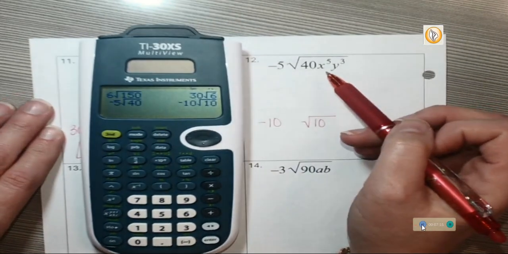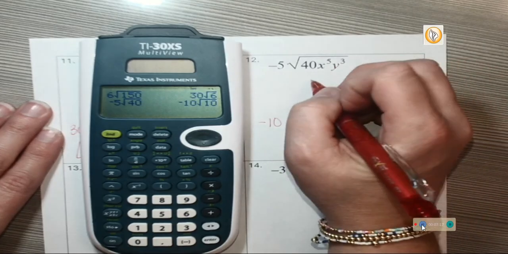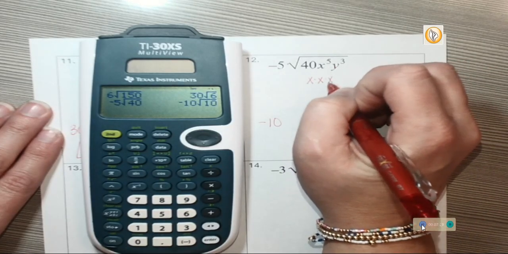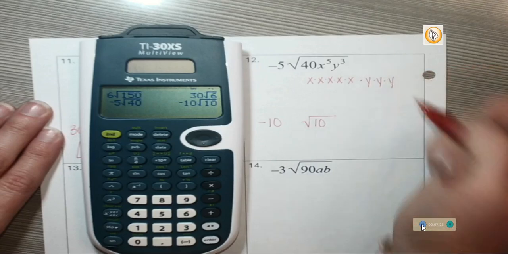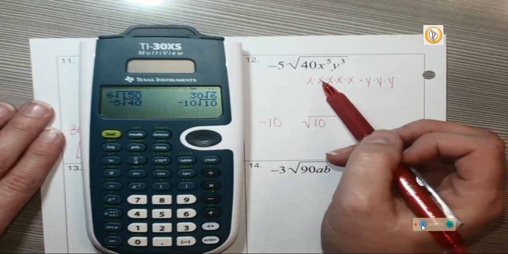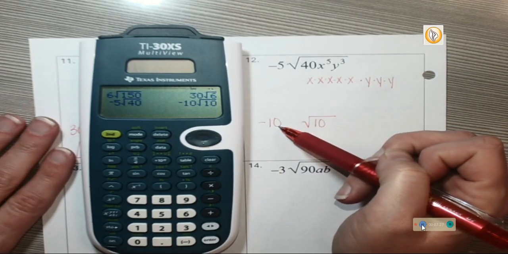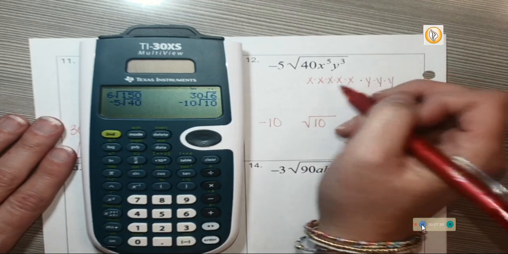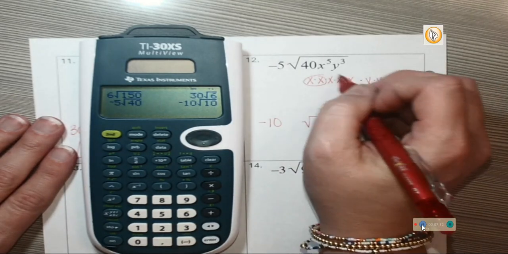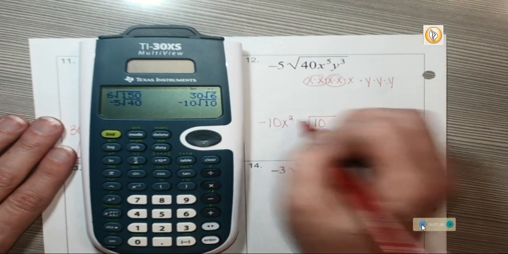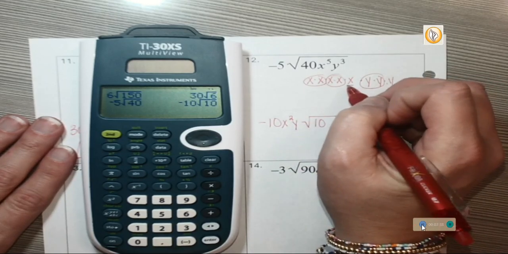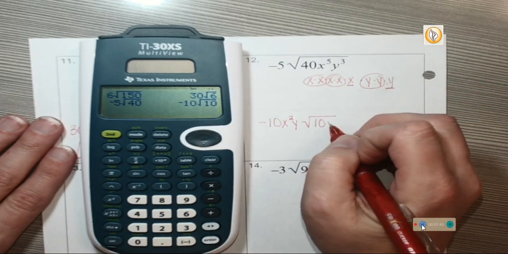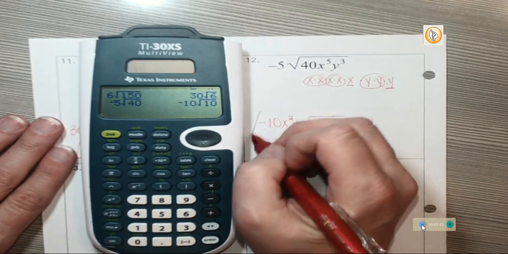Now, I have to handle the variables. So x 5 times, and then I've got y 3 times. And what I'm going to do is see who can go out here to the party with my x. So I've got 1 x, 2 x's, so I can say x squared. I have 1 set of y's. And then what is also left at home would be xy.